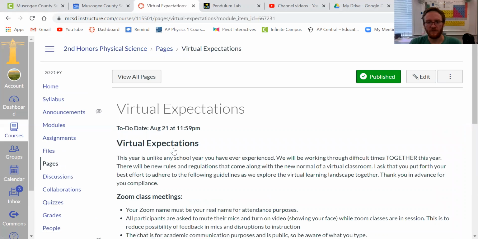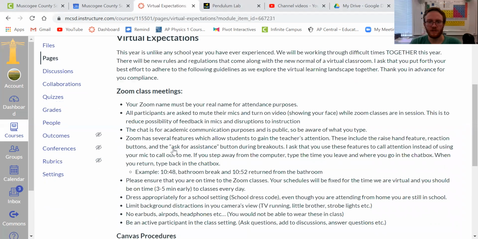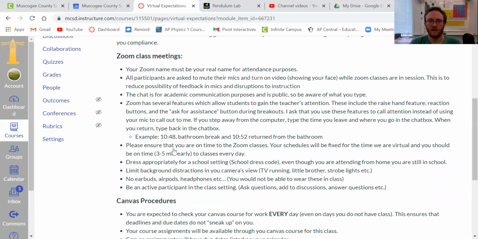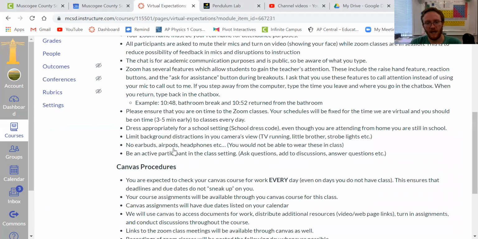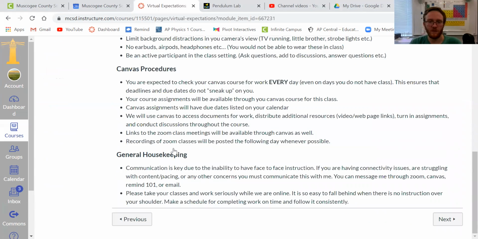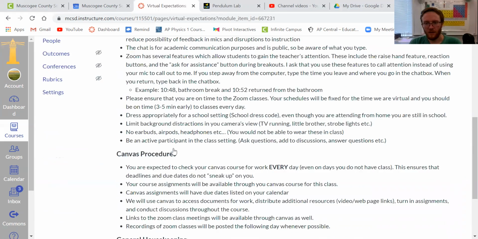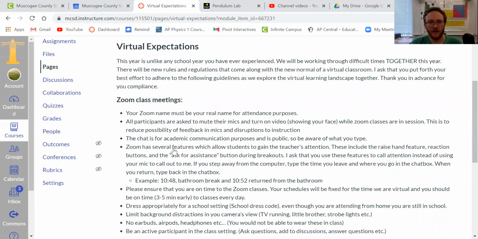In the modules, I have included a virtual expectations page, which allows them to read through our expectations for Zoom class meetings and the Canvas procedures, as well as general housekeeping. There's no need to go through all of this right now, but the main points are they're expected to be on time and ready to learn as we would be if we were in class in person. They are also asked to turn their mics off and videos on, showing their face for attendance purposes as we conduct our Zoom classes.